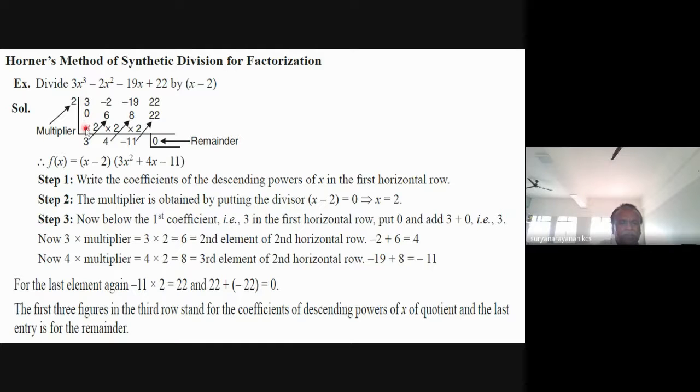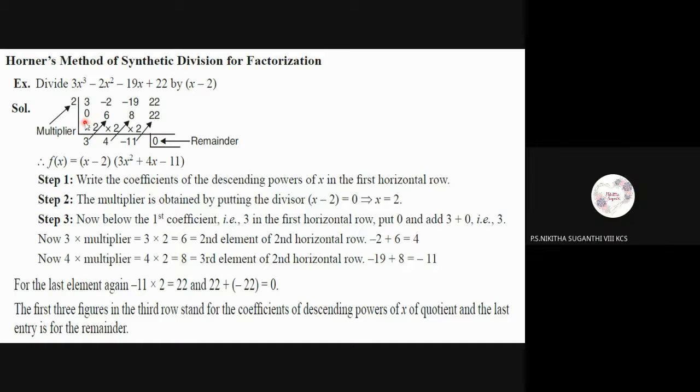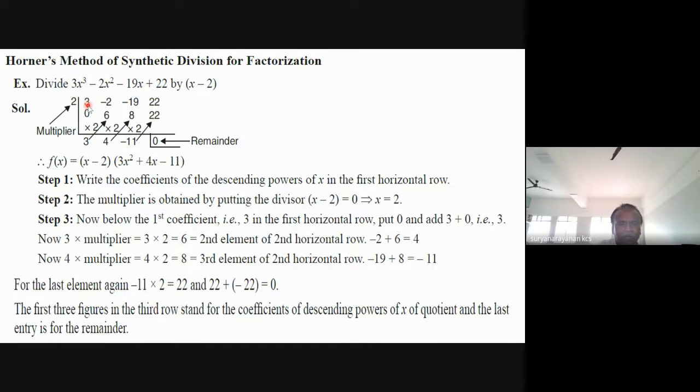So here, just below this first coefficient, we kept 0. I kept a laser point here. Are you watching this laser point, my dear children? Yes, sir. So now we got two numbers, 3 and 0. Add these two numbers. What will you get here? 3. 3 plus 0 is 3. Yes or no? Understood this one? We add these two numbers and we write that number 3.